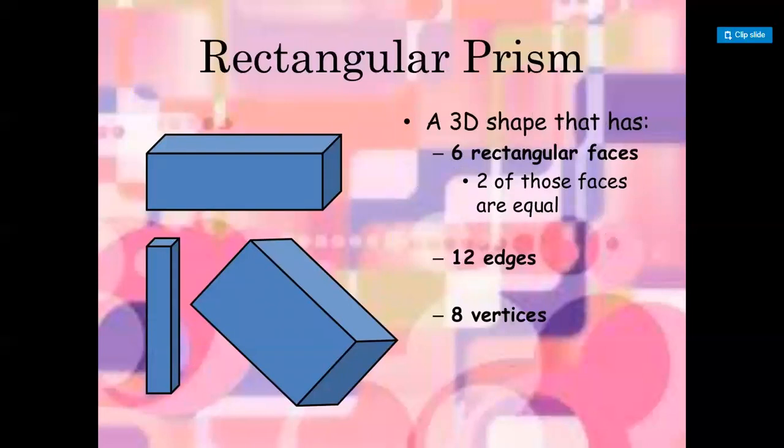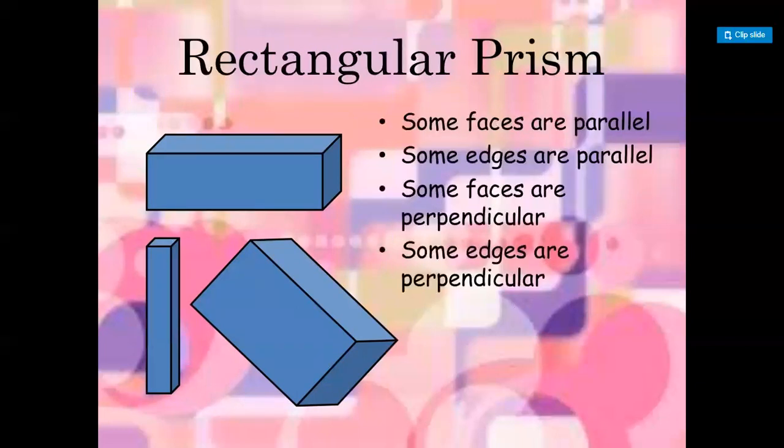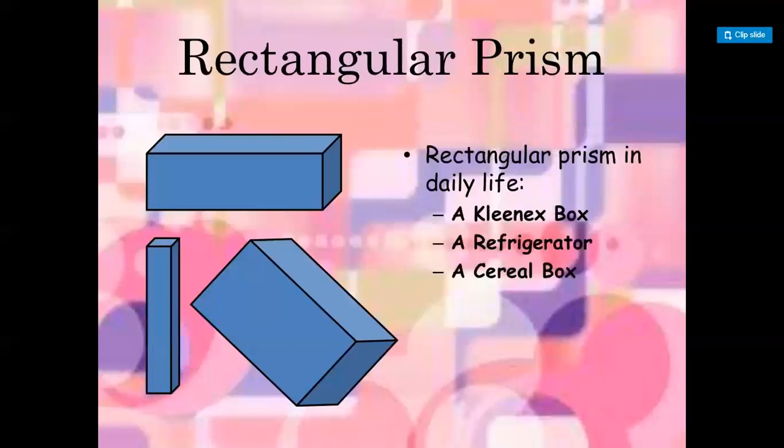Rectangular prism. It's a three-dimensional shape that has six rectangular faces. Two of those faces are equal and parallel, and it also has 12 edges and 8 vertices. Some of the faces are parallel and some of the faces are perpendicular. Some of the edges are parallel, some of the edges are perpendicular as well. You can find it in daily life, for example, the tissue box.